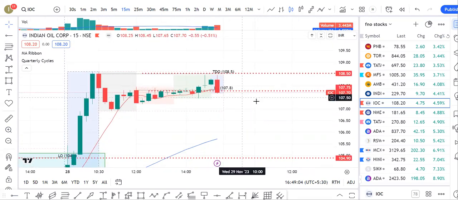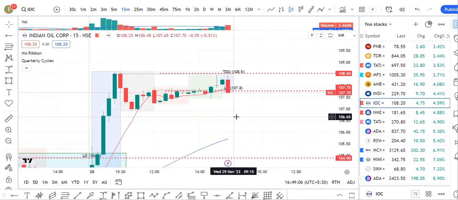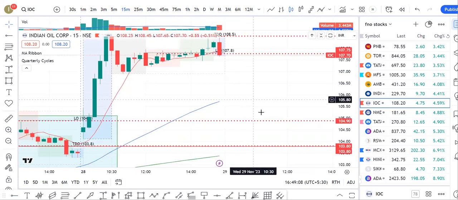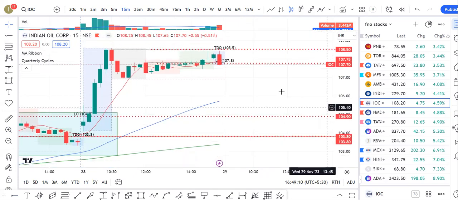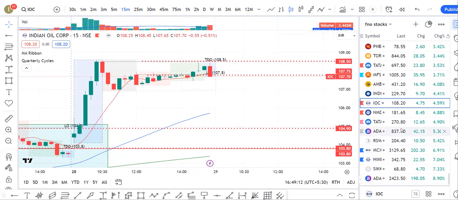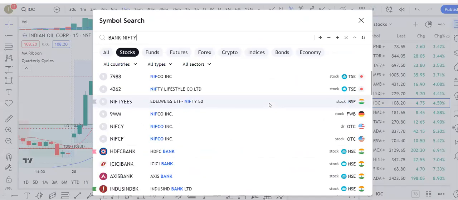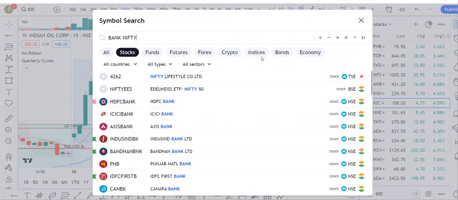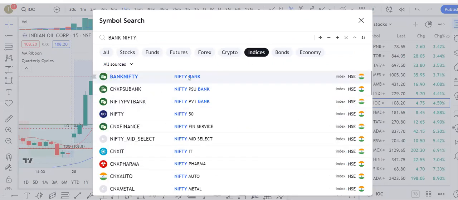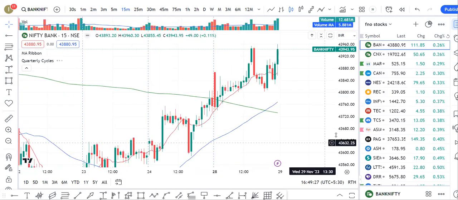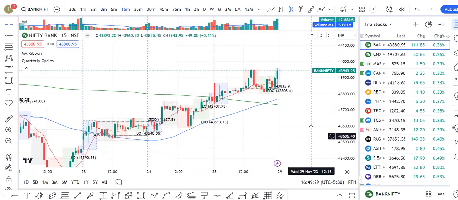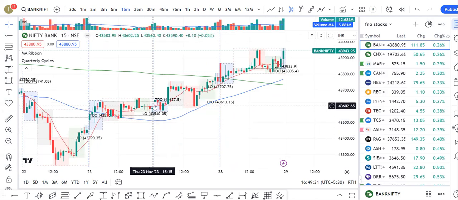This is the guidance for the next day. For the next day trade, it is the guidance. So this is how you can take the trade. Let me take another example. Let us go for the Bank Nifty. How you could have traded in Bank Nifty. Nifty Bank, okay. Let me go to the previous day, 24th boundary.